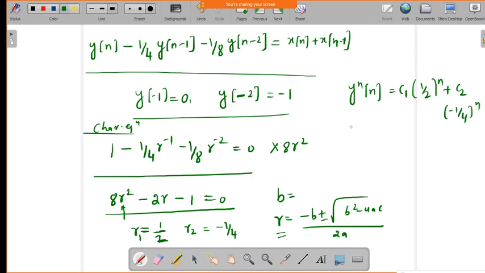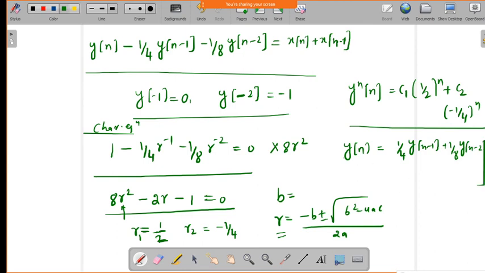Okay. So now this is the natural response. Now, in order to find out C1 and C2, first take this equation and find out the value of y of n. So y of n will be equal to 1 by 4 times y of n minus 1 plus 1 by 8 times y of n minus 2.